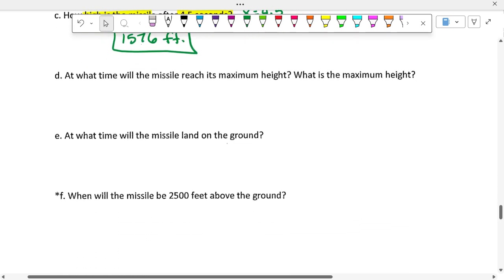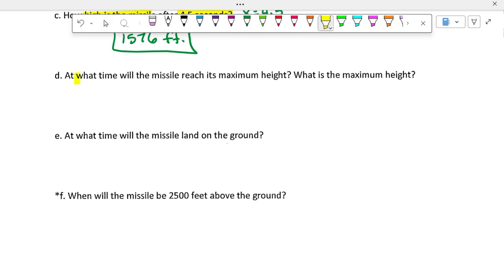Now, it then says, at what time will the missile reach its maximum height? And then it asks, what is the maximum height? So what am I finding? Essentially, what key feature do I need to know what the max height is? What typically gives us a max, guys? A vertex. The vertex. So we're finding the vertex.